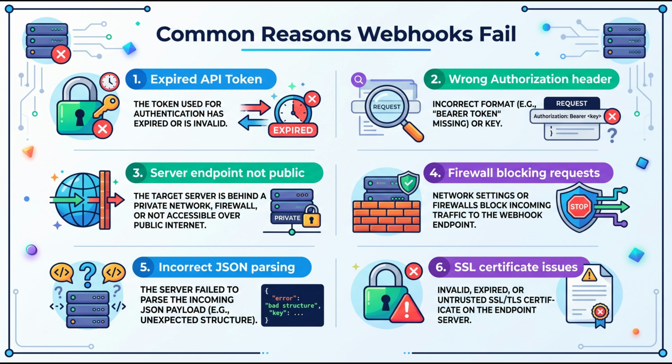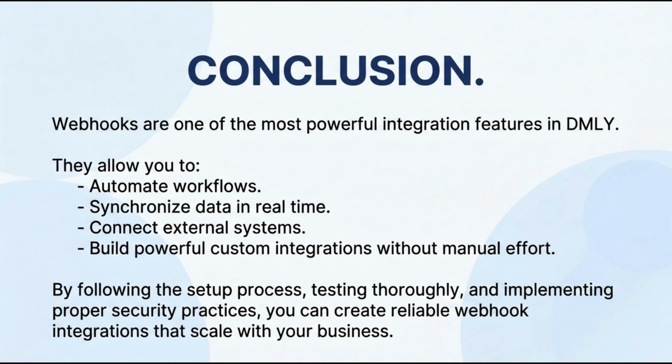Common reasons webhooks fail: expired API token, wrong authorization header, server endpoint not public, firewall blocking requests, incorrect JSON parsing, and SSL certificate issues. Webhooks are one of the most powerful integration features in DMLY. They allow you to automate workflows, synchronize data in real time, connect external systems, and build powerful custom integrations without manual effort. By following the setup process, testing thoroughly, and implementing proper security practices, you can create reliable webhook integrations that scale with your business.